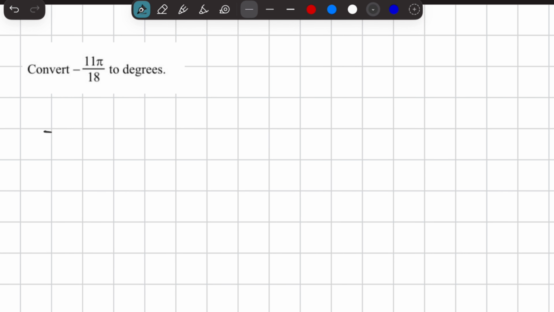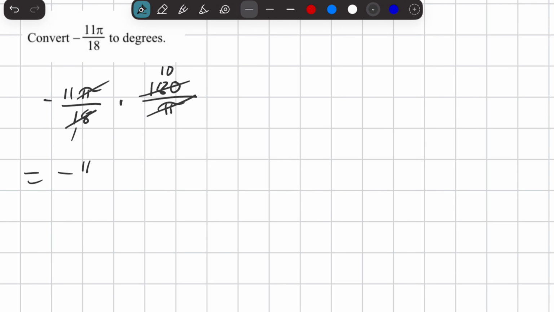So you're going to have equals negative 11 times 10, which will equal negative 110 degrees. And that's pretty easy without a calculator. So that's your answer there.